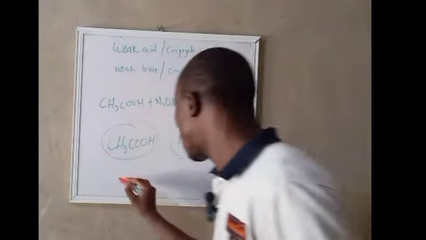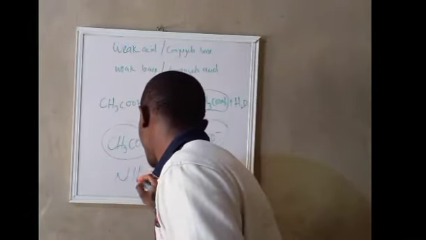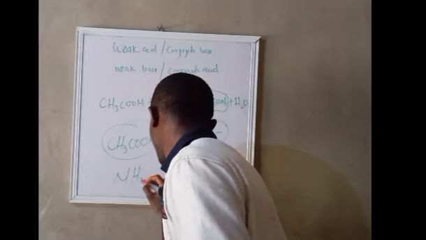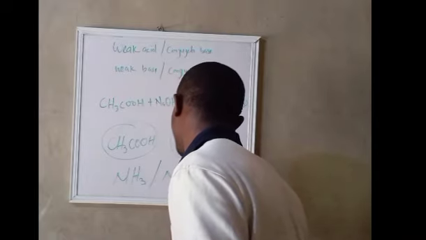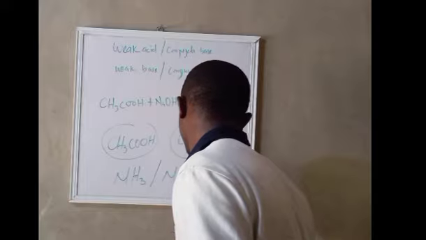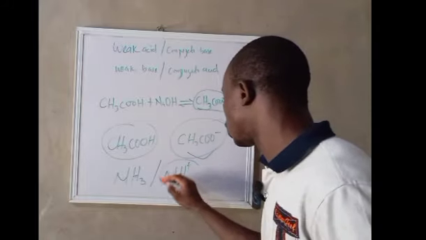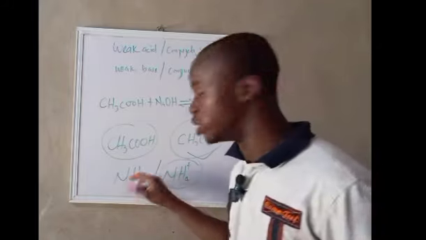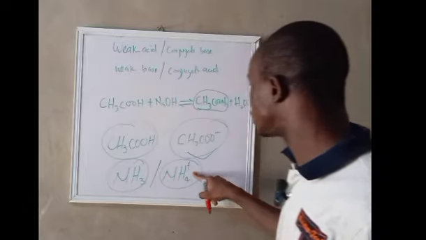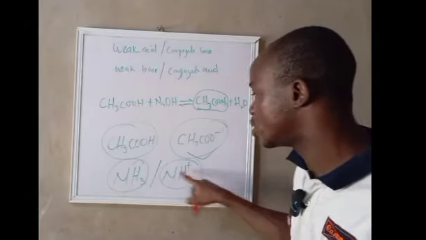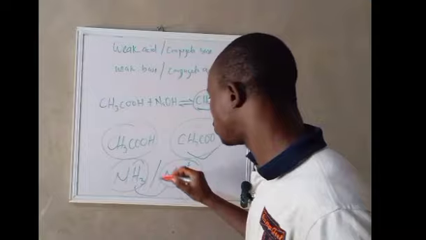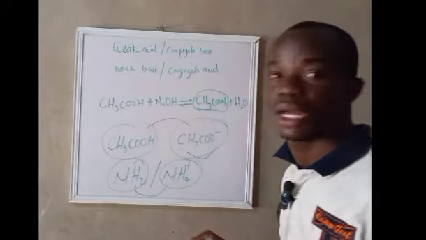But when it comes to a base, you can have something like ammonia and what? And ammonium. So this is the conjugate acid of this weak base. This is a weak base, and this is what? This is the conjugate acid of this weak base. So you can have this pair, or you can also have this pair.